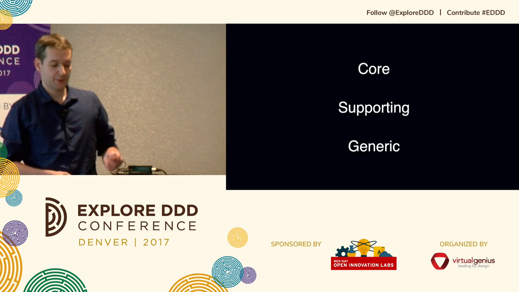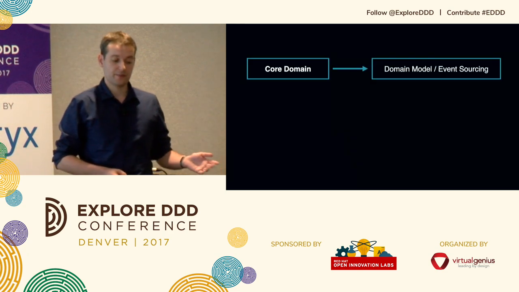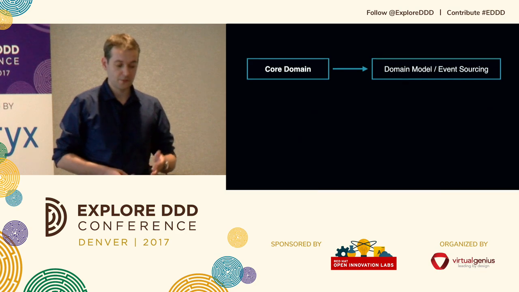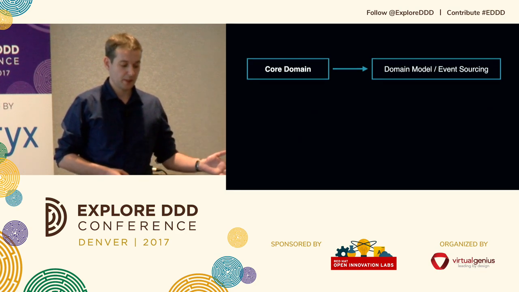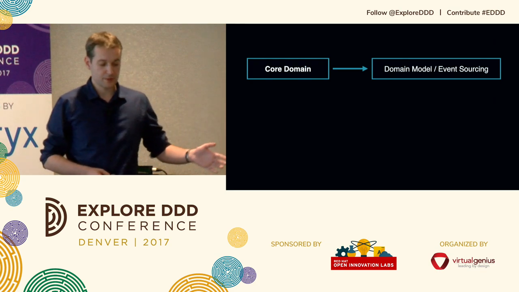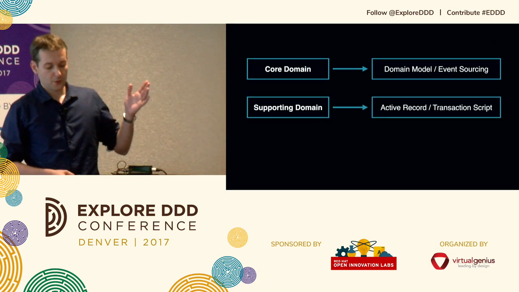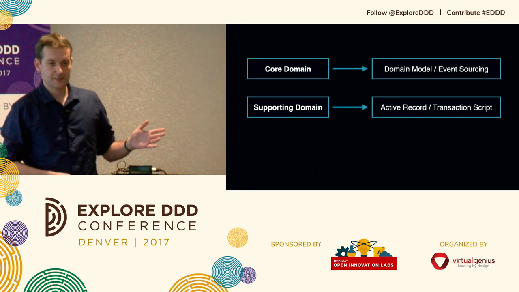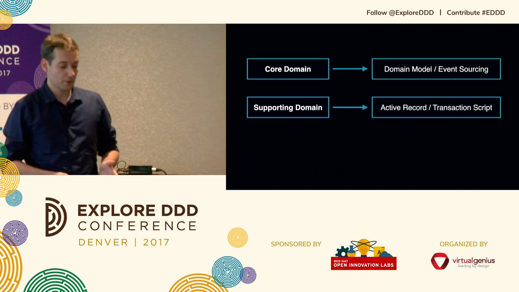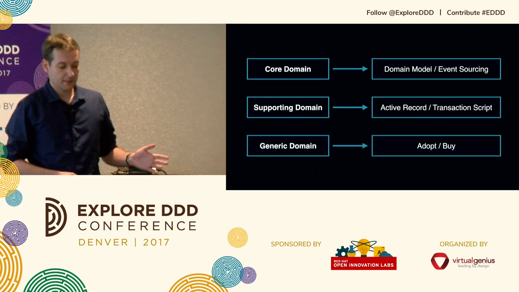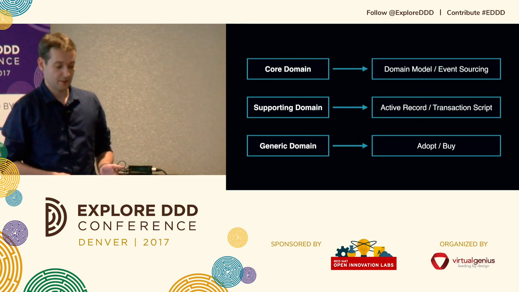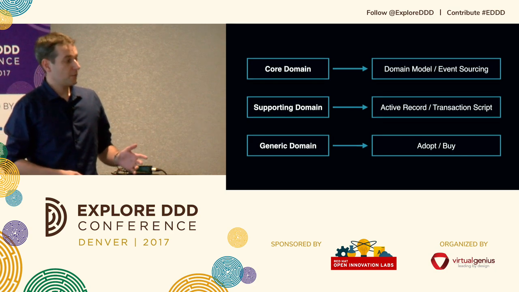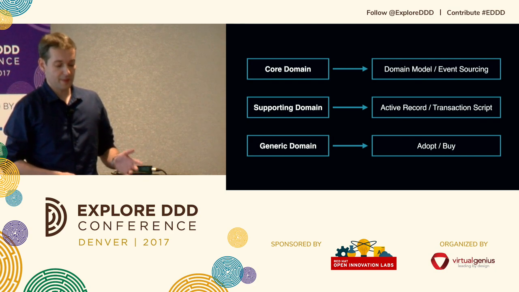It's a common practice to use this categorization to drive design decisions. For the core domains, use the heavy artillery. Domain models, event sourcing. For supporting domains, you can use some rapid application development framework, and generic domains, in many cases, are cheaper to buy than to implement yourself. However, for us, there was a problem with this model.